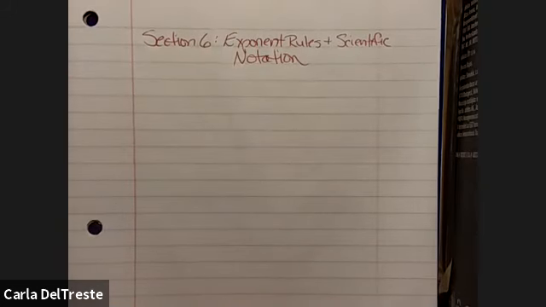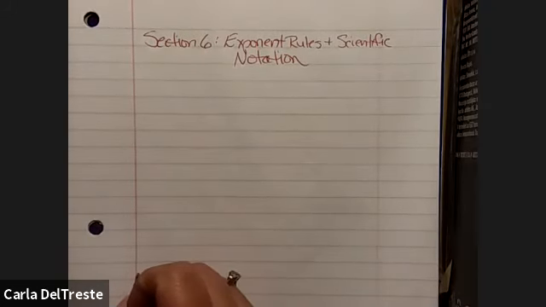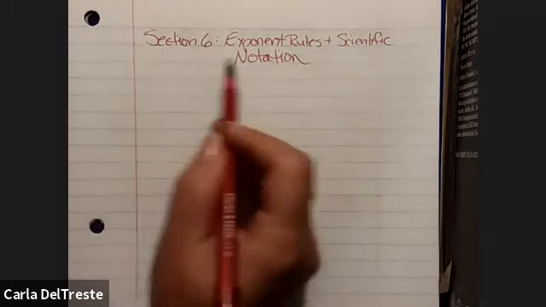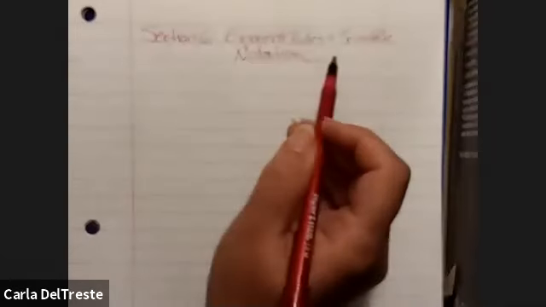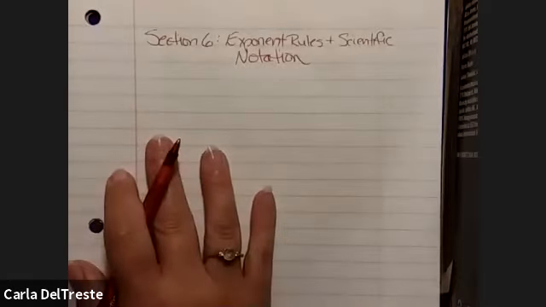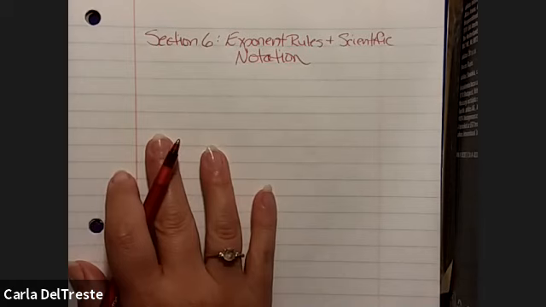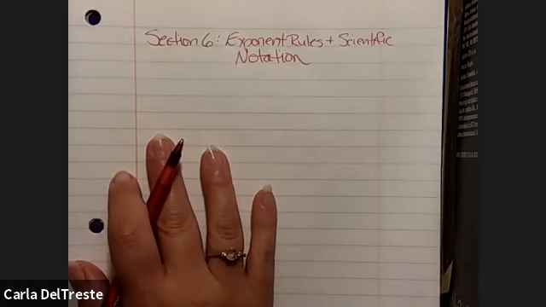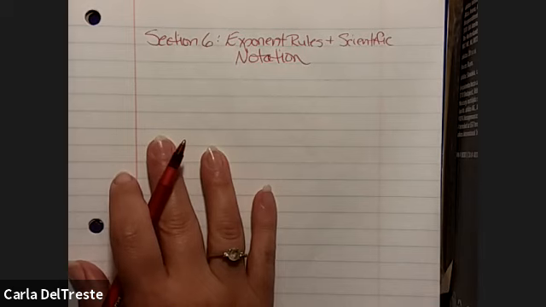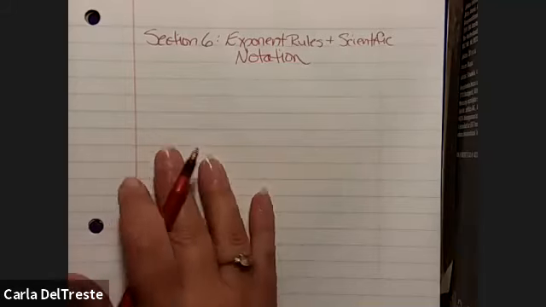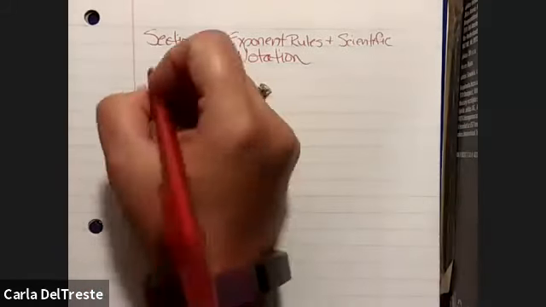Hello again. This is going to be the last video for section 6, which is on exponent rules and scientific notation. So again, good note taking, list what we're going to be talking about here. This is section 6, exponent rules and scientific notation. I just wanted to do a few more examples wrapping up exponent rules and also direct you to Blackboard where there is extra practice. So let's do just a few more examples.